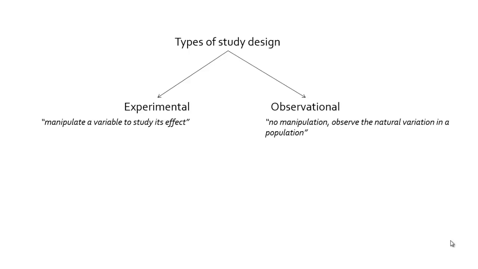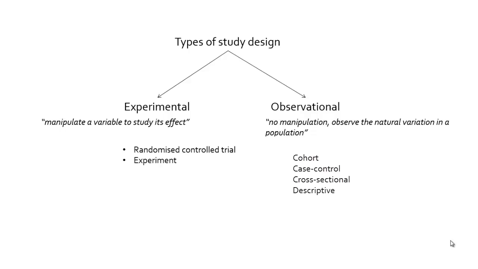There are two broad ways of collecting data to answer a research question: by experiment and by observation. In an experiment, such as a randomised controlled trial, we manipulate the exposure or treatment variable to study its effect. In an observational study, there's no manipulation of the exposure or of any other variable. We just observe the natural variation in the population. And observational studies can be listed into several types as listed here.